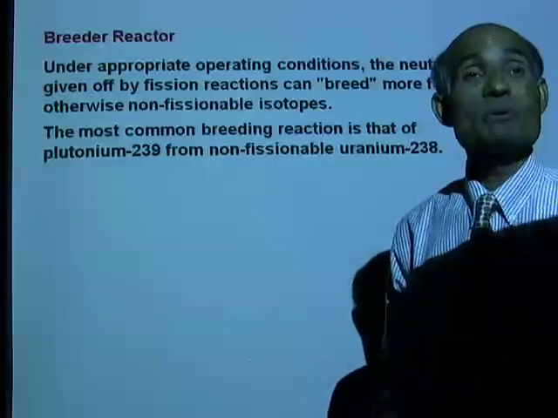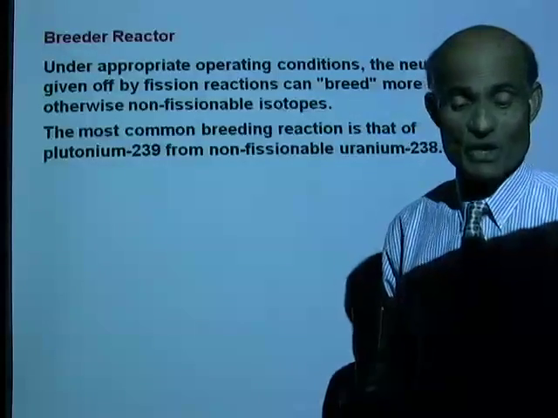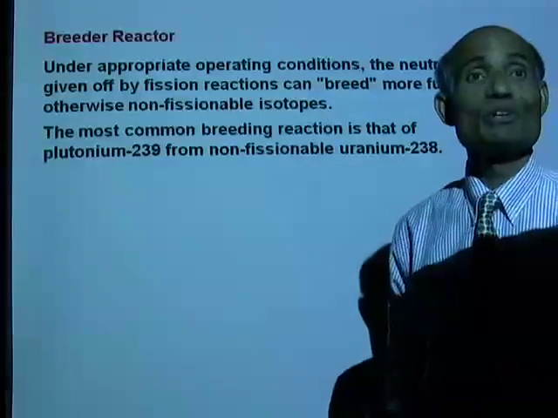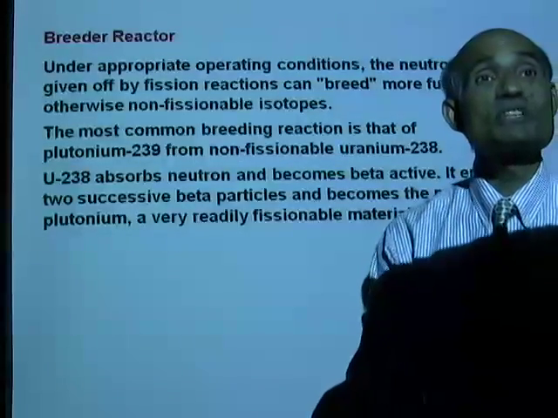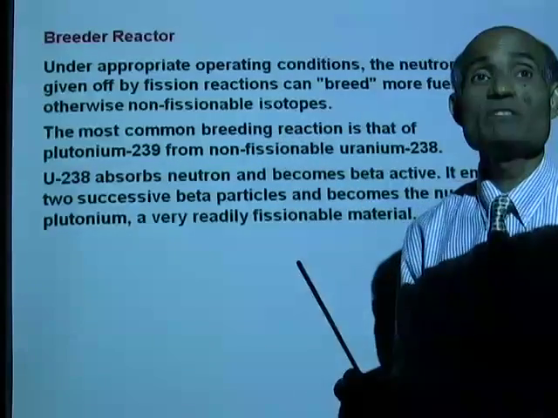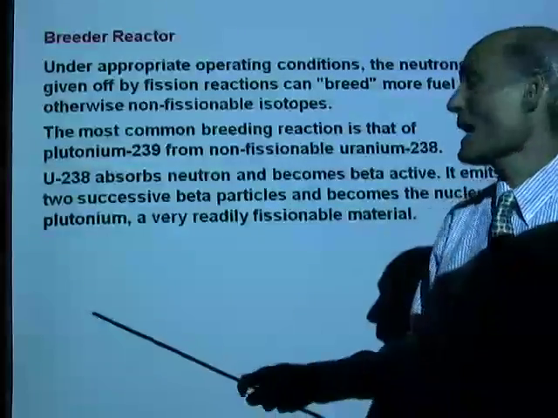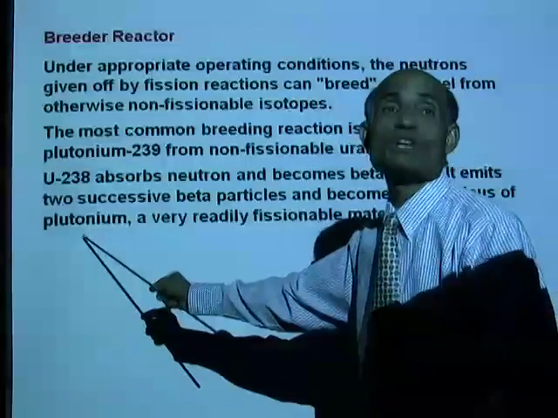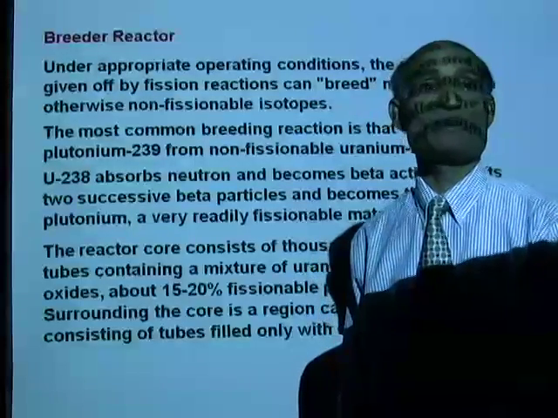So the most common breeding reaction is that of plutonium-239 from the non-fissionable uranium-238. As I explained, uranium-238 absorbs a neutron and becomes beta active. It emits 2 successive beta particles and becomes a nucleus of plutonium, a very readily fissionable material.